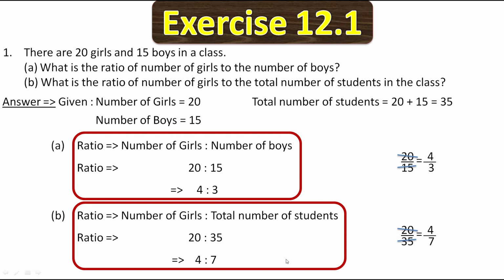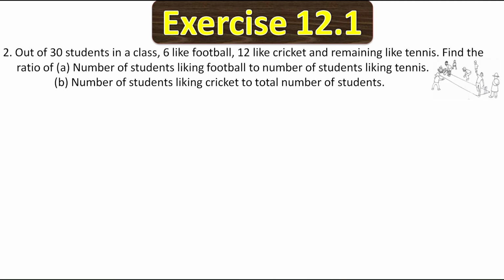Okay, now let's move to the next question. That is the second one. Out of 30 students in a class, 6 like football, 12 like cricket and remaining like tennis. 3 types of sports are liked by the students, 30 students. Find the ratio of number of students liking football to the number of students liking tennis, number of students liking cricket to the total number of students.